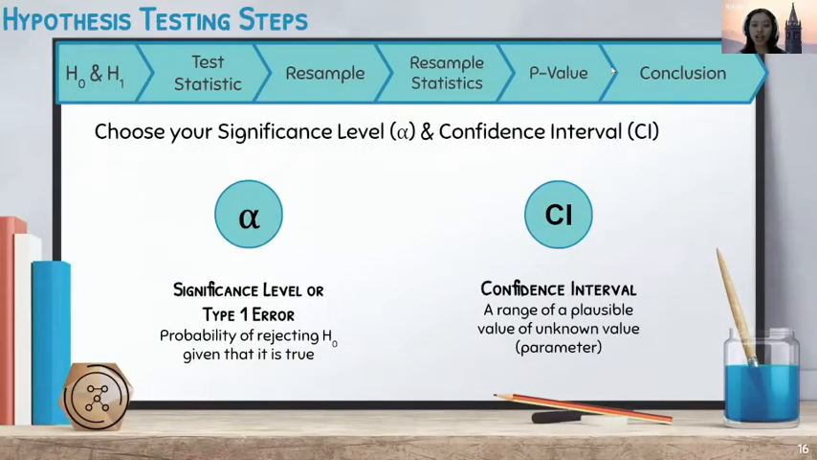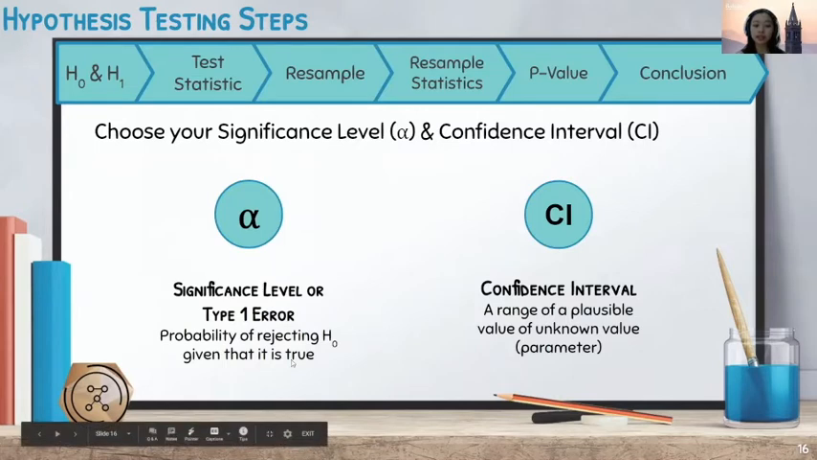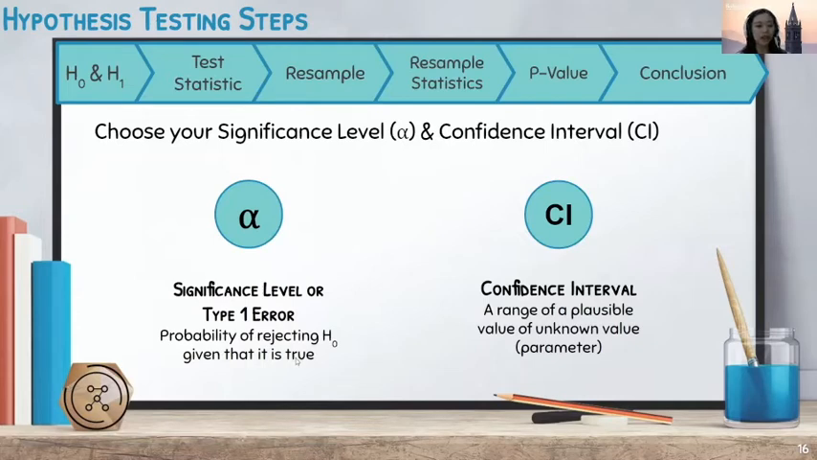Now we're on our last step of hypothesis testing, which is the conclusion. In order to be able to conclude our test, we need to understand significance level, which is known as alpha, and confidence interval. So significance level is the probability of rejecting the null given that it is true. So it's an error, and we call that type 1 error. Meanwhile, confidence interval is the range of plausible values of our parameter.